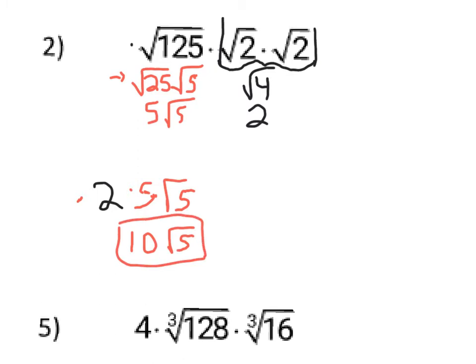There are other ways to solve this one. We could have multiplied the 125 times the 2 and times the 2 right away, and then looked for just one larger perfect square and taken that out and simplified it that way. That would have worked as well. So there's multiple ways to solve these problems. I chose this way.